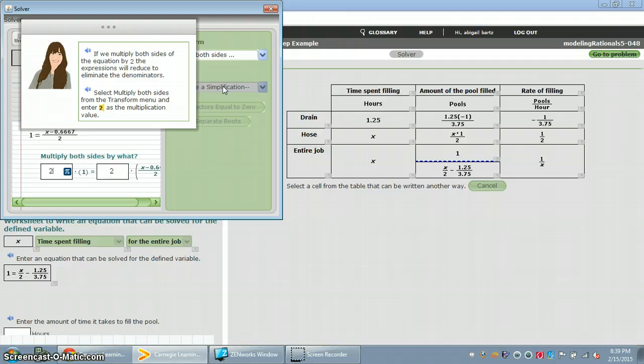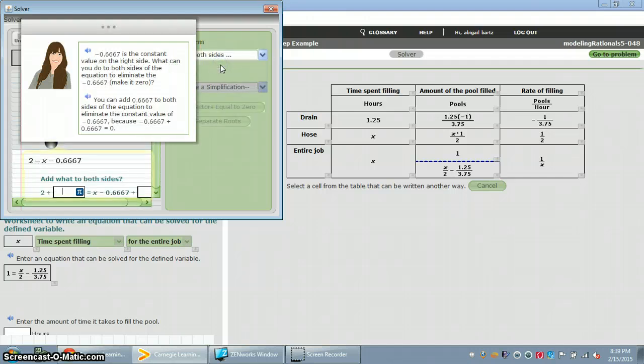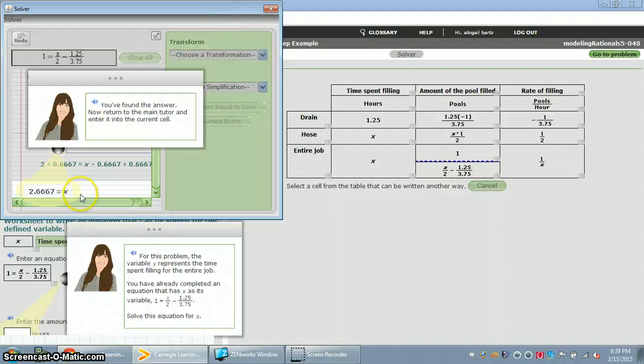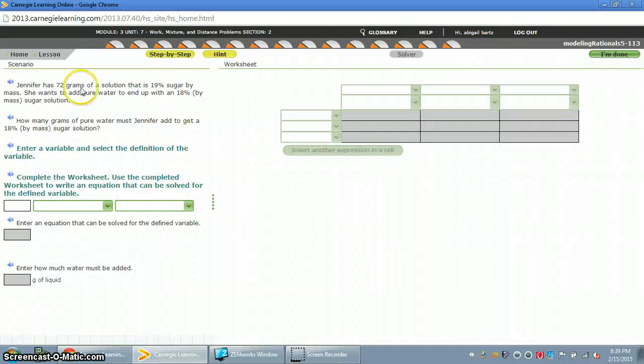I'm going to multiply both sides by 2 to get rid of that denominator, and then I'm going to add the 0.6667 to both sides. So now that I've filled out my solver, I know that it takes me 2.6667 hours for the entire job to be completed. So as you're walking through your problems, just kind of remember to read through it. So as you click Go to Problem, this might be your first question, but again, read through the problem.